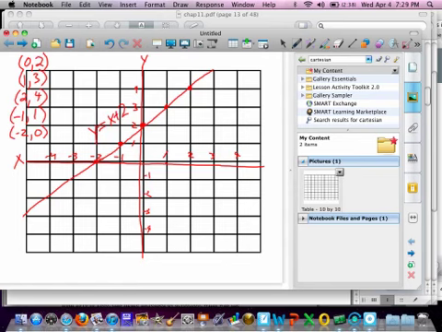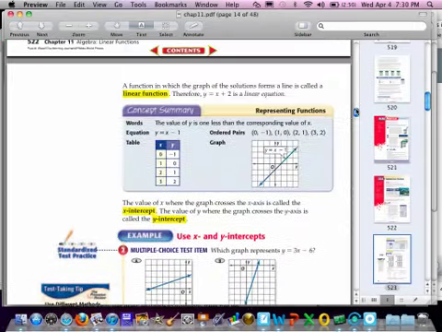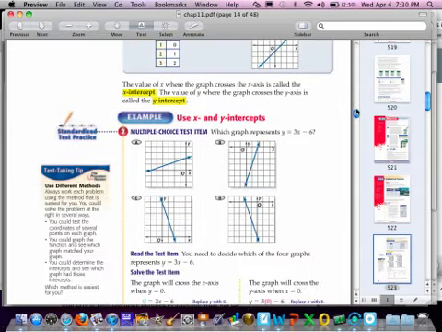Now let's take a look at the next example. So let's go back to my example here. In the next one, it talks about x-intercepts and y-intercepts.